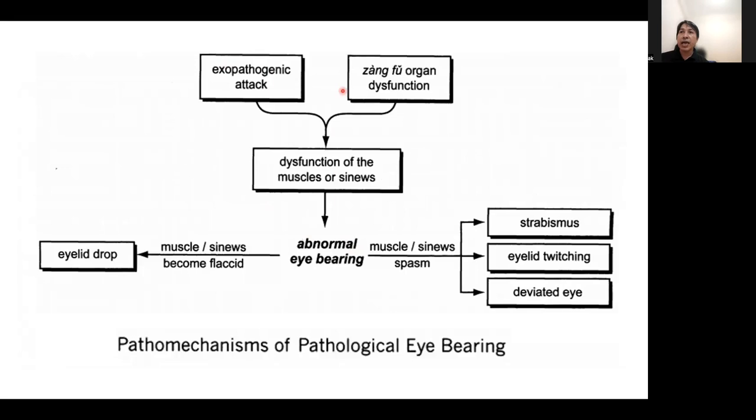Exopathogenic attack and some organ dysfunction may result in dysfunction of the muscle or the sinews, causing abnormal eye bearing. Either the eyelid drops because the muscle and sinews become flaccid, or the muscle and sinews spasm, which can cause strabismus, eyelid twitching, or deviated eye.